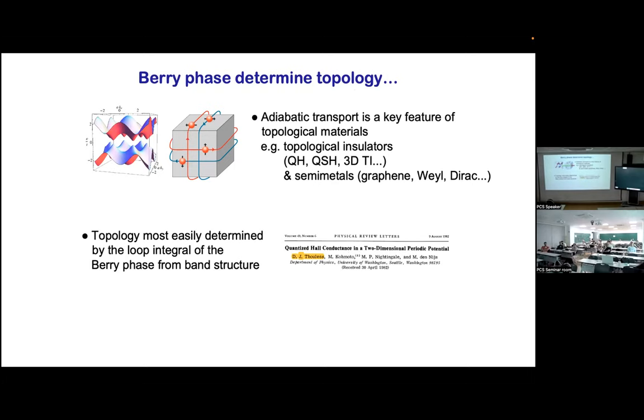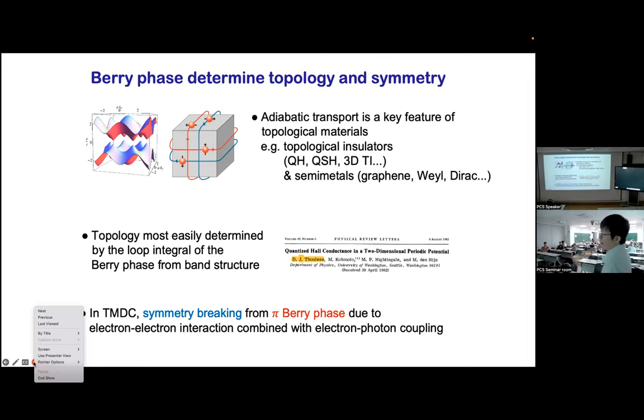And basically, Berry phase is one very key feature in discussing any of these topological phases, topological states of matter. In the case of the Dirac materials we are going to talk about, the interesting feature is that these are all basically at the band structure level, but here we are going to actually talk about the effect of electron-electron interaction, which means the Coulomb interaction, and the electron-photon coupling.